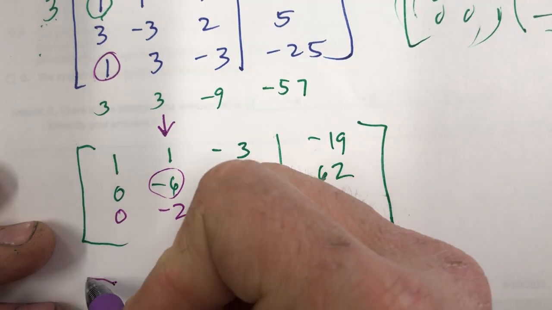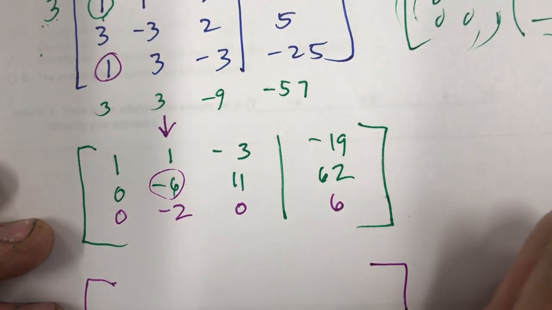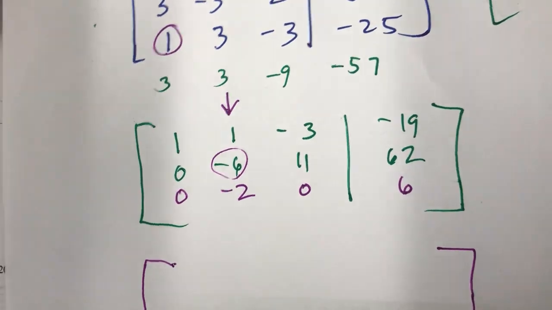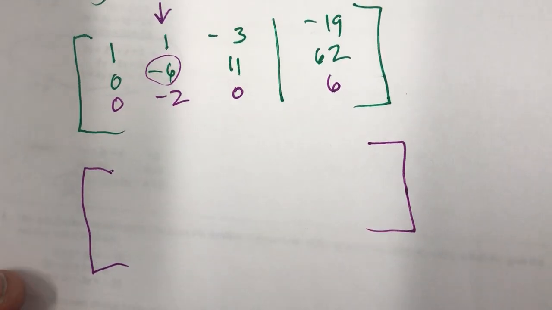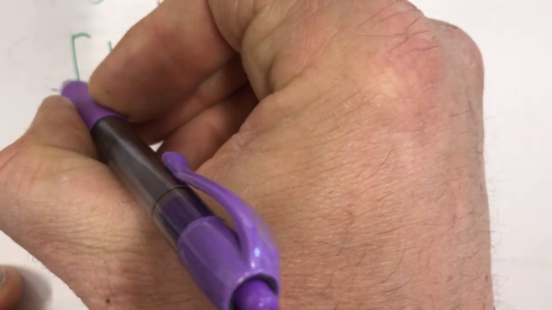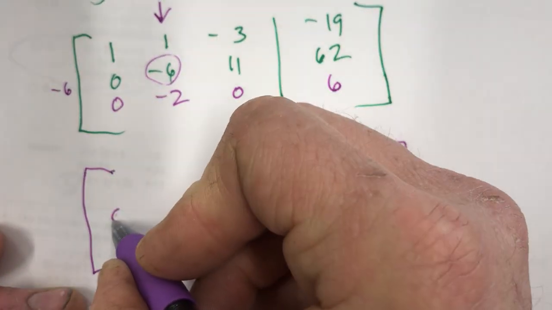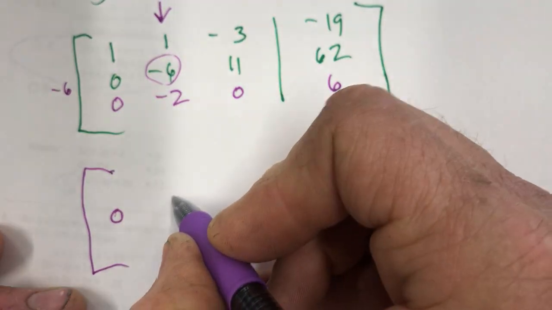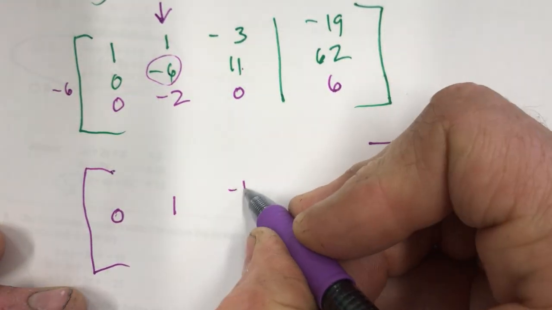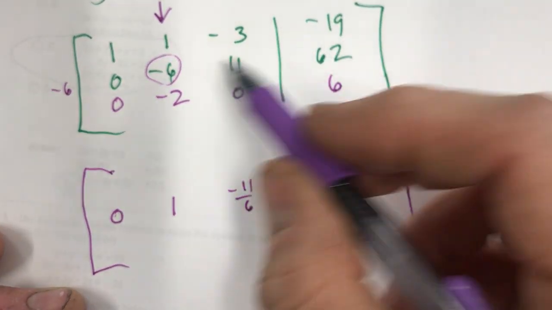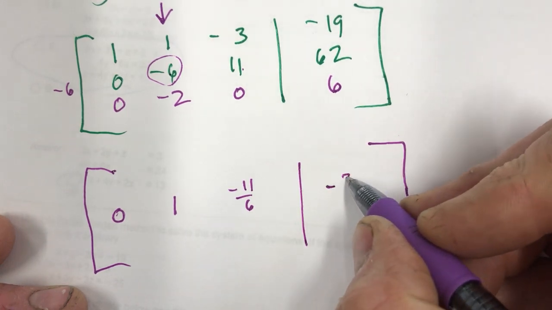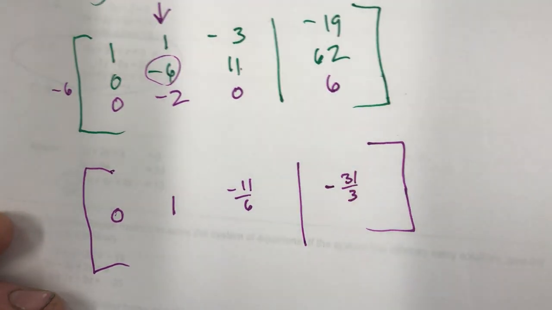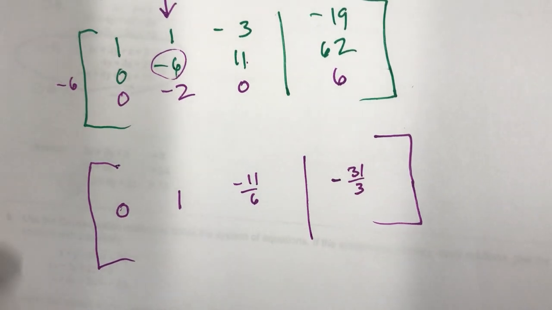So that means now I'm going to write down here. Let's move this up a little bit. I'm going to divide all these by negative 6. So 0 divided by negative 6 is 0. Negative 6 divided by negative 6 is 1. 11 divided by negative 6 is negative 11 over 6. 62 divided by negative 6 is negative 31 over 3. All right, so that's my middle row.